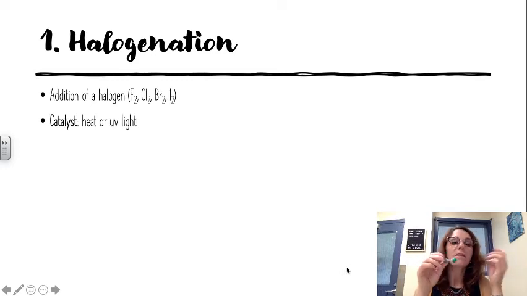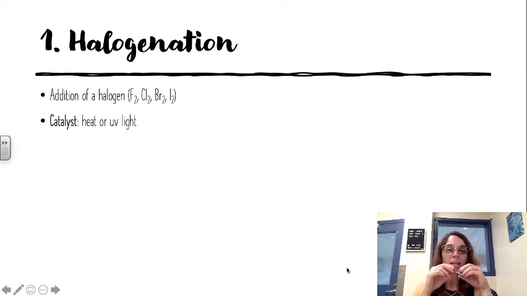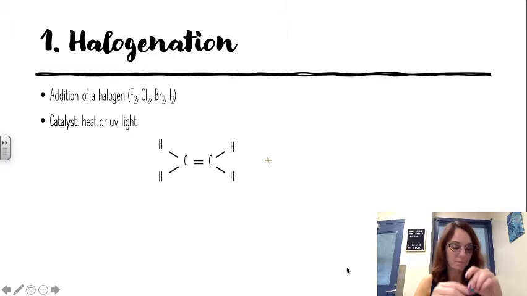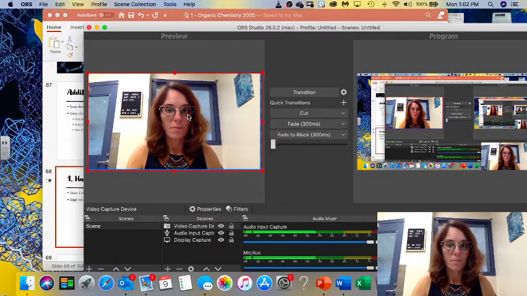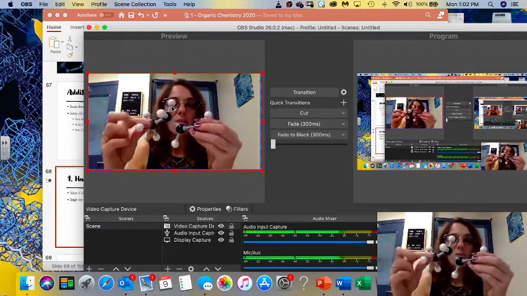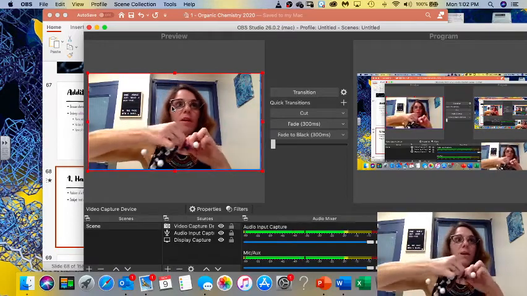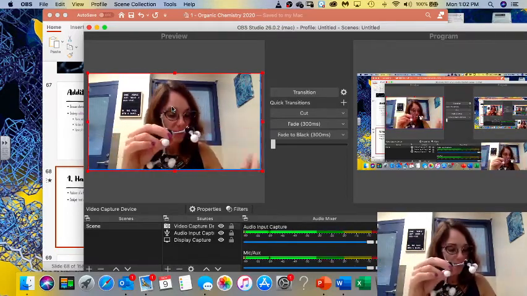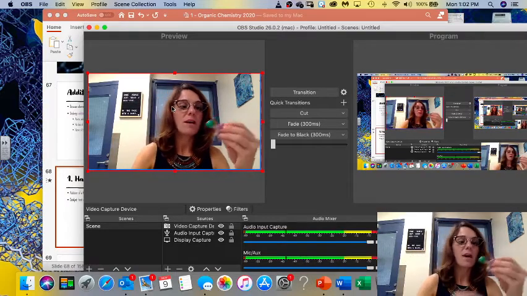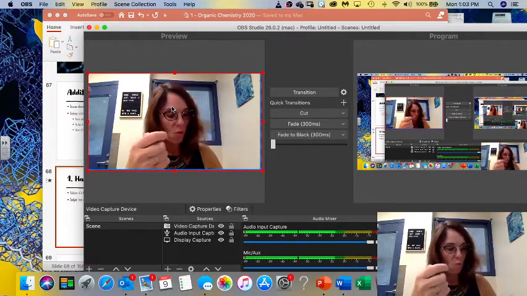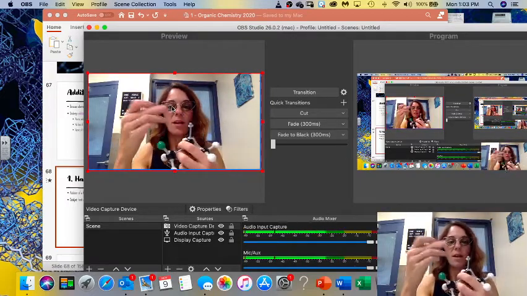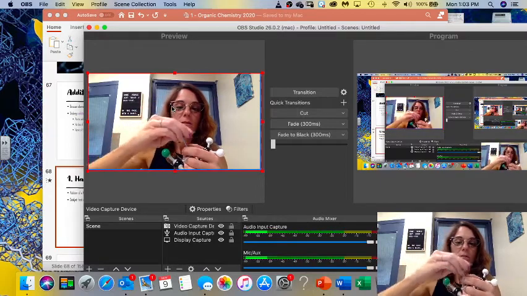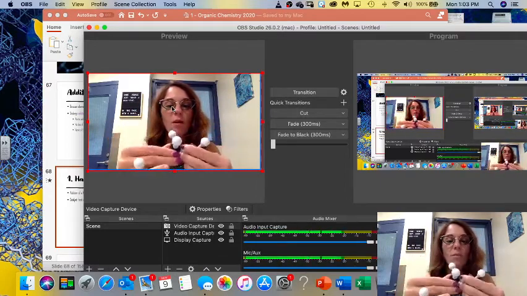Again, we have a catalyst. The catalyst for this reaction is either heat or ultraviolet light. Okay, so either of those will cause that to work. So I'll show you how this works with my molecules. So here is our alkene. We're going to break apart the multiple bond, and we are going to break apart our halogen, and one of those halogen molecules will go into the open site, and the other one will go here. Okay, so now I've created my one product.